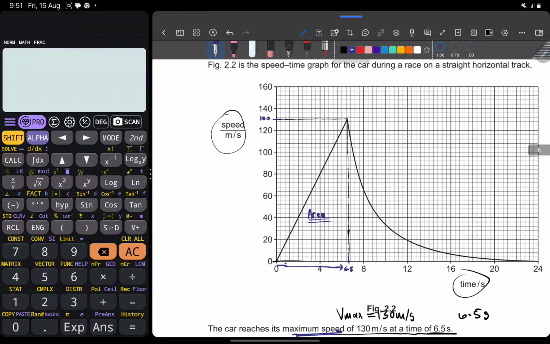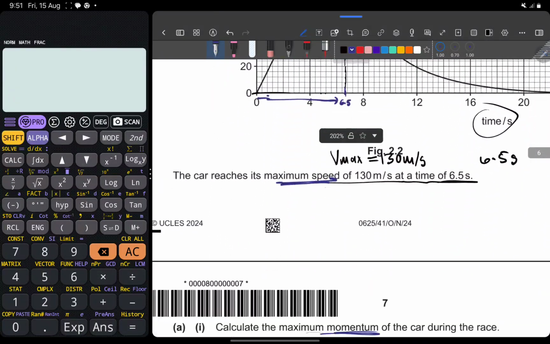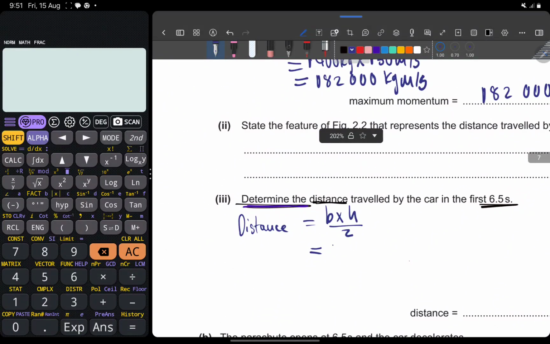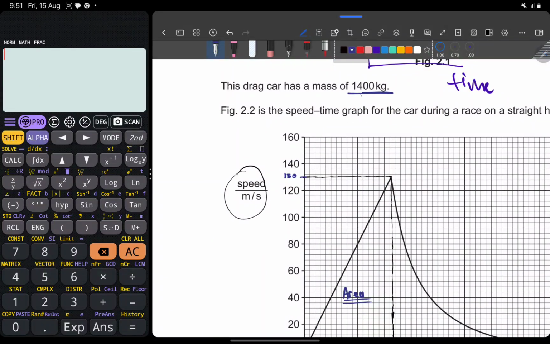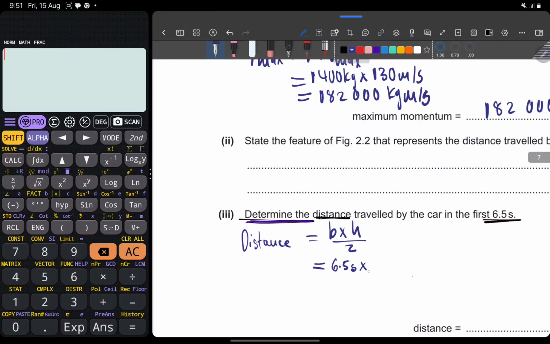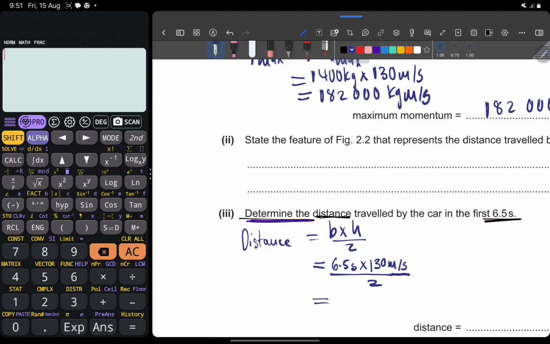That's the area of a triangle. And what is my base? My base is 6.5. So it's going to be 6.5. And what is that? 6.5 seconds, right? Times my height. Don't forget the units. My height is 130 and its speed, so it'll be 130 meters per second. Do not forget the units. You're in physics, okay? And it's all over 2 now. So let's put it in the calculator. Let's see what it gives us now.